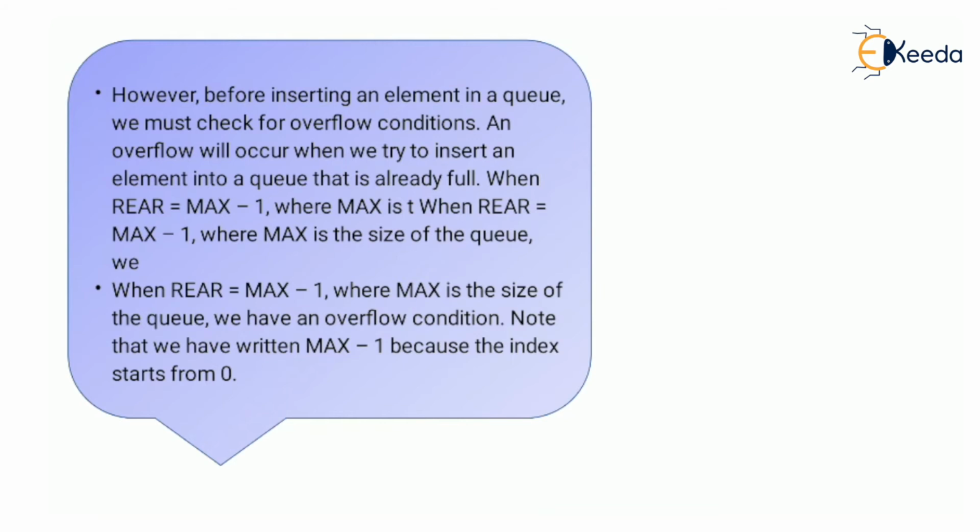When rear is equal to max minus 1, it gives an overflow condition. Note that we have written max minus 1. Why are we writing max minus 1? Because the index starts from 0. As we are considering the concept of linear arrays, the array starting position is 0. As we are starting from 0, that's why we consider rear equal to max minus 1 as the overflow condition.